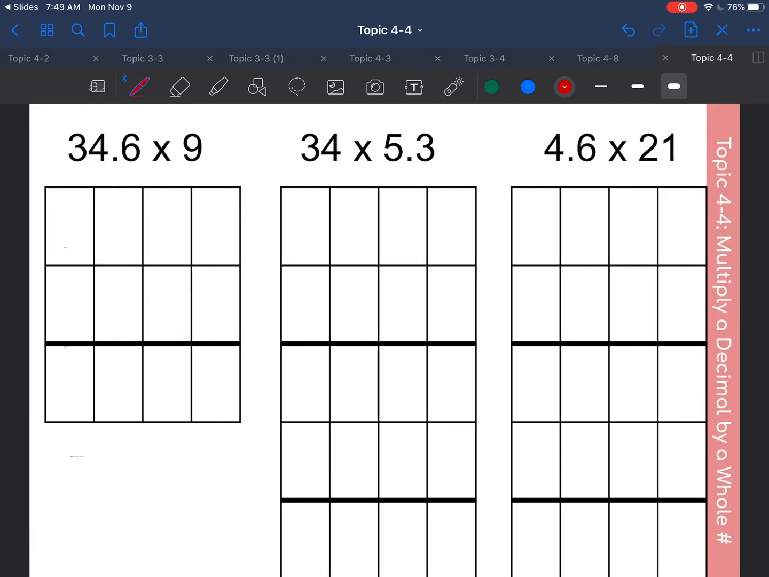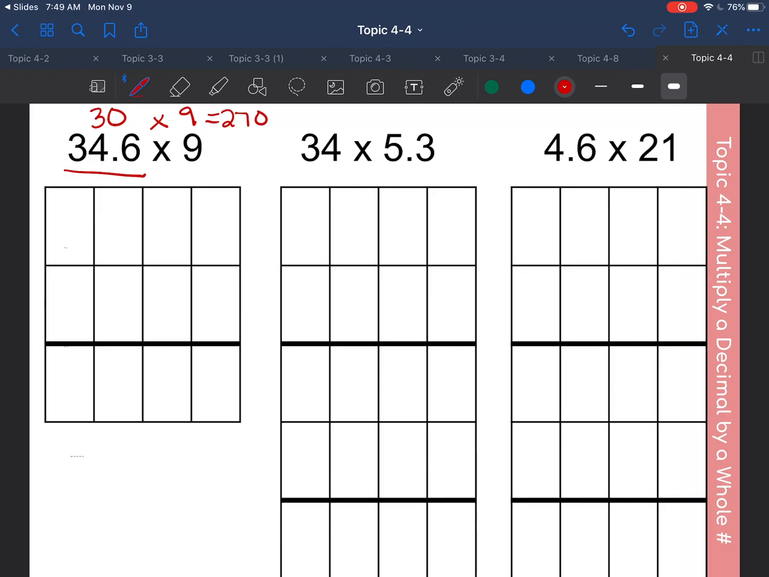This next one, again, I'm going to estimate first. So 34 6/10, what is that close to? That's a nice, easy number. You could round it to 35, but even easier than 35, I would say 30, okay? And then 9 would be 9. 9 times 3 is 27, add the 0. So our answer is going to be around 270.